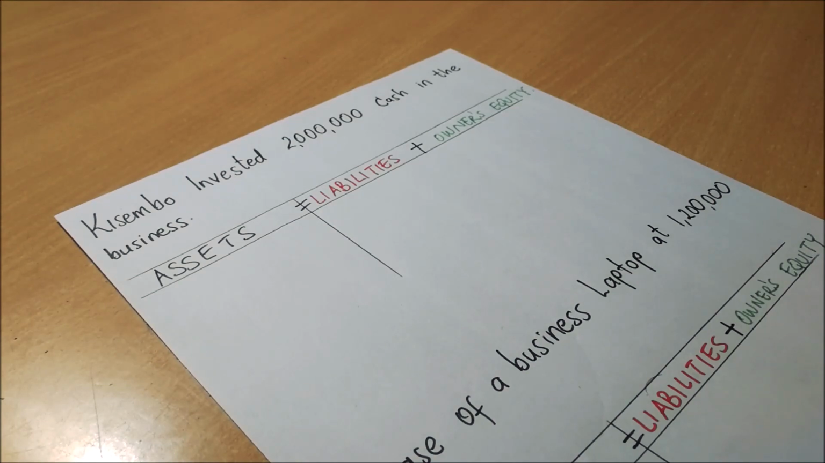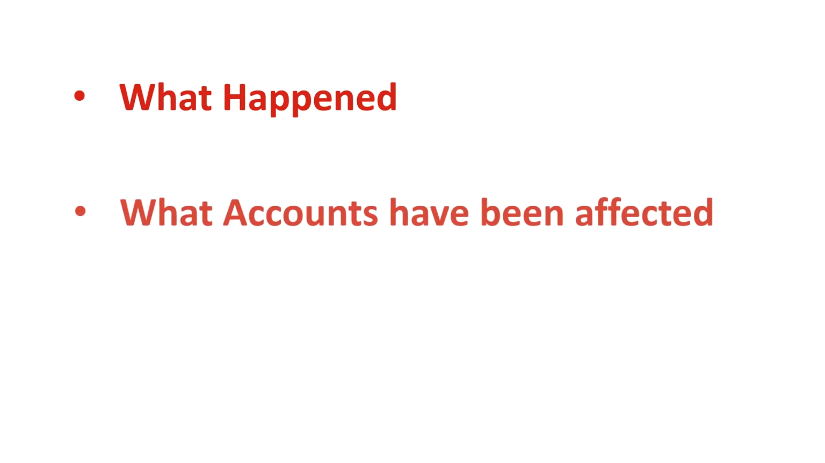When analyzing business transactions to see how they affect the accounting equation, we ask ourselves three fundamental questions. They are very simple questions. We shall ask ourselves what happened. We ask ourselves that to be certain of what really happened. Then also we need to ask what accounts have been affected.